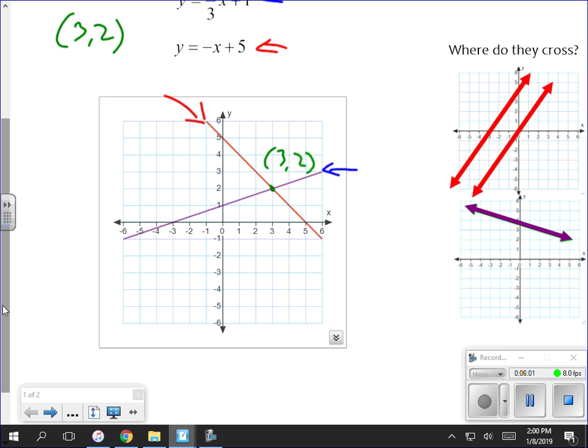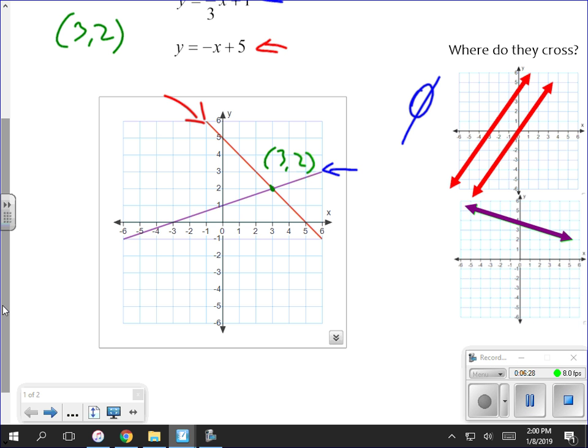This example here, where do they cross? They don't. They're parallel lines. They don't cross. For this one, that means there's no solution. If they don't cross, there is no solution to the system of equations. You have 2 parallel lines. They don't cross. They don't have any points that they share. Okay? That happens sometimes.